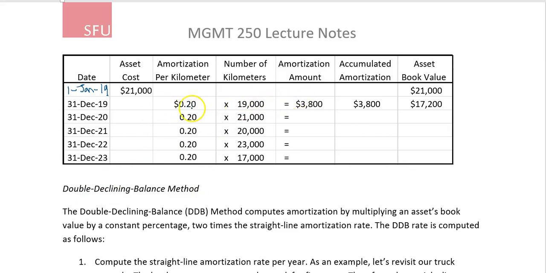We go $0.20 per kilometer times 19,000 kilometers. We get amortization of 3,800. Our accumulated amortization column jumped from 0 to 3,800. And then finally, this number comes off the asset book value. So we paid 21,000 for the truck. After 1 year, it shows up on our books, and the net amount after taking away amortization is 17,200.